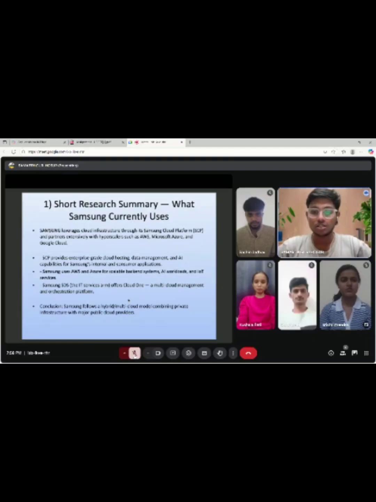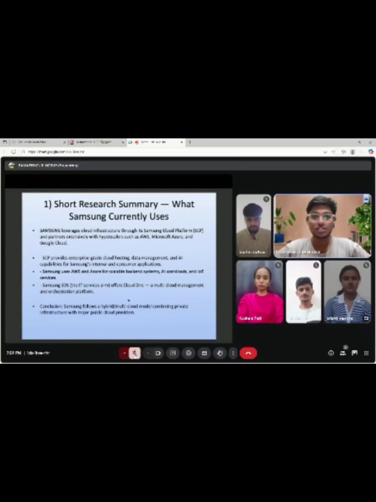So this is a short summary of what exactly Samsung uses for cloud services. Samsung leverages cloud infrastructure through its Samsung Cloud platforms. It has its own cloud platform, SCP, and partners extensively with the hyperscalers such as AWS, Google Cloud, and Microsoft Azure. SCP provides enterprise-grade cloud hosting, data management, and AI capabilities for Samsung's internal and consumer applications.